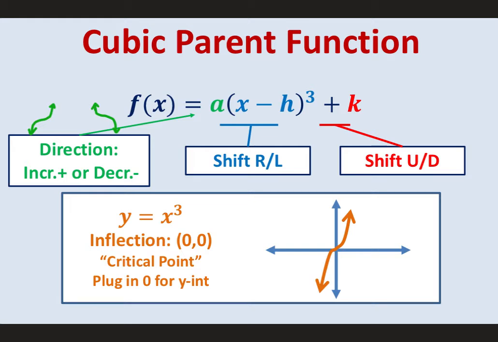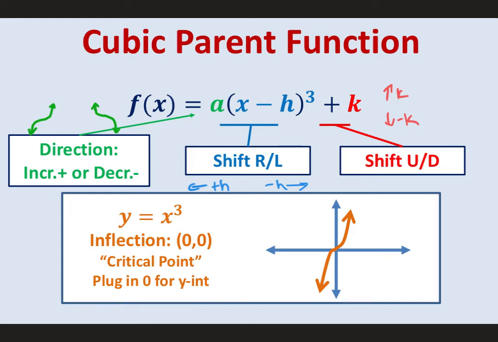All right, the inside value, your h value, it shifts you left and right. A positive h value is going to shift you to the left. So positive h causes you to go to the left, whereas a negative h value causes you to go to the right. So just like the other parent graphs, inside the parentheses, it's kind of an opposite movement. And then lastly, this k value on the end, it causes us to go up and down. A positive k value causes you to go up, and a negative k value causes you to go down.